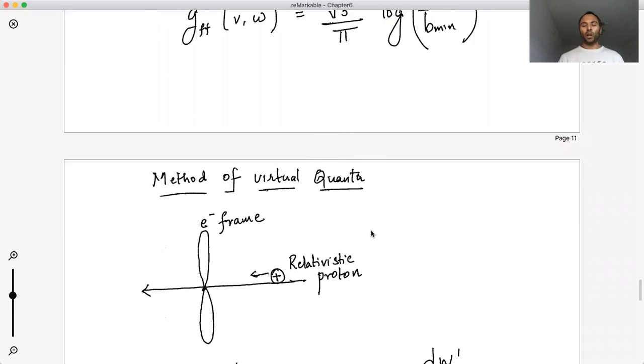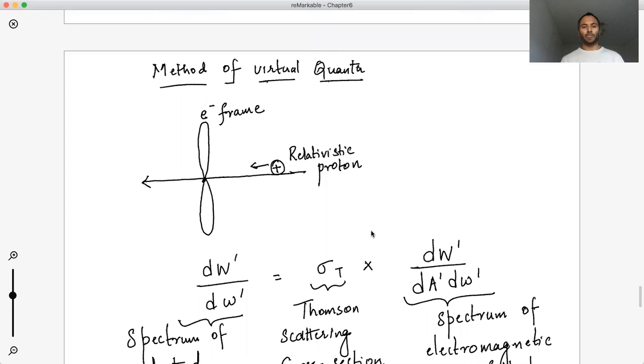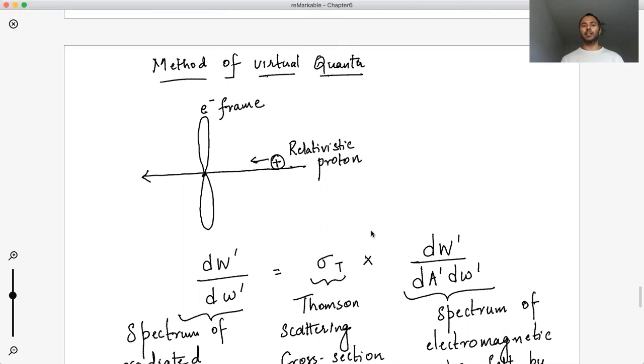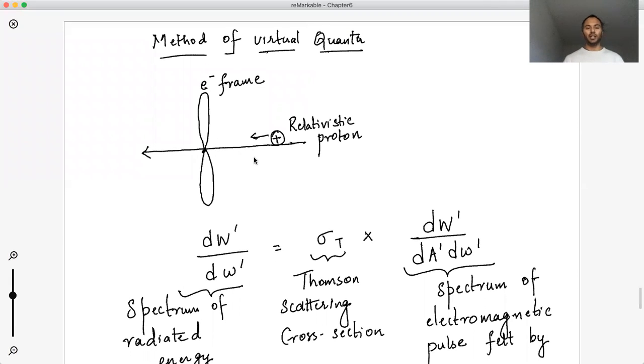Okay, I want to do one more thing of theoretical interest in the case of Bremsstrahlung. I want to do this because the technique I want to talk about is of much wider applicability than just Bremsstrahlung, and it's called the method of virtual quanta. It goes something like this. So let's apply it to the case of Bremsstrahlung as a case study.